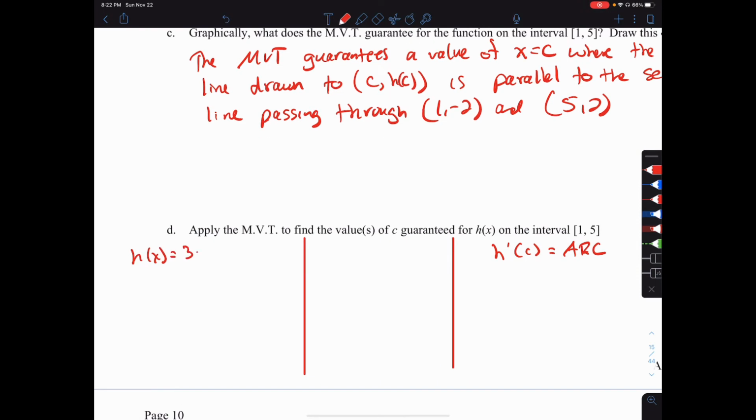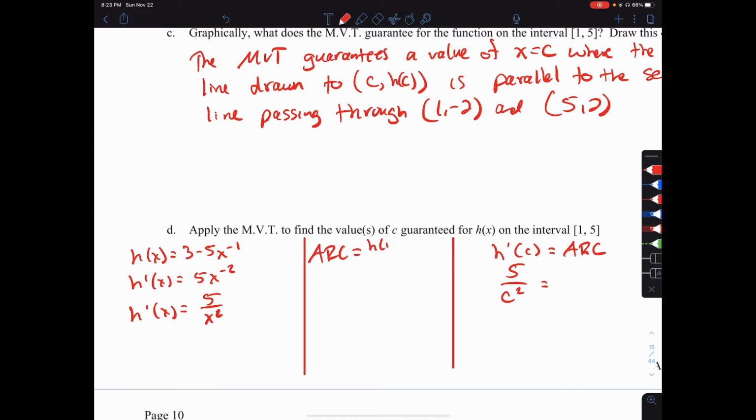So h was 3 minus 5x to the -1. H prime would be 5x to the -2, which I would prefer to write as 5 over x squared. So we're going to put that over here, and instead of writing an x, we're going to write a c. So it's 5 over c squared. If you chose to leave it as an x, it'd be fine, but really the mean value theorem says it's some value c. So it's got to be equal to the average rate of change.